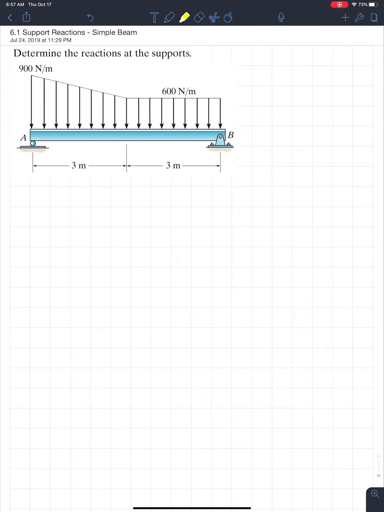Alrighty, so looking at this example, it's short and sweet. It says to determine the reactions at the supports. And if we look at the beam, we have a roller at A, we have a pin at B. All the question would like us to do is to determine the support reactions those provide for the beam under this loading.